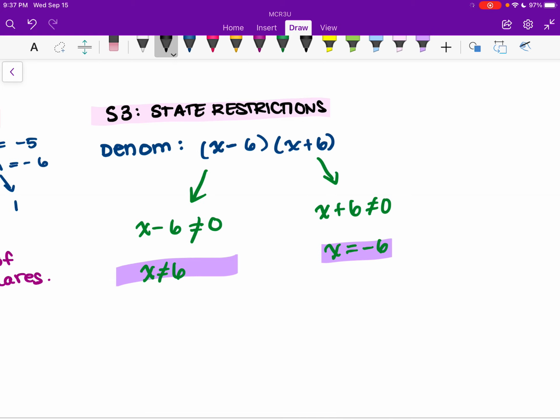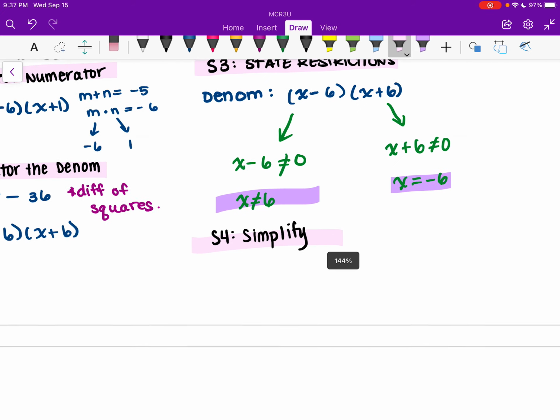Now we're going to go on to step 4, which is just simplifying. Notice how this is step 4 and not step 3, and that's just because I split step 1 into 2 steps. So it's a little bit more work there.